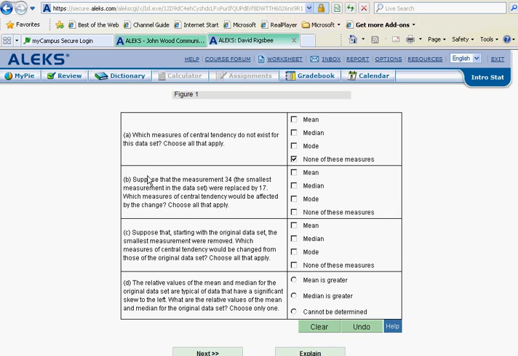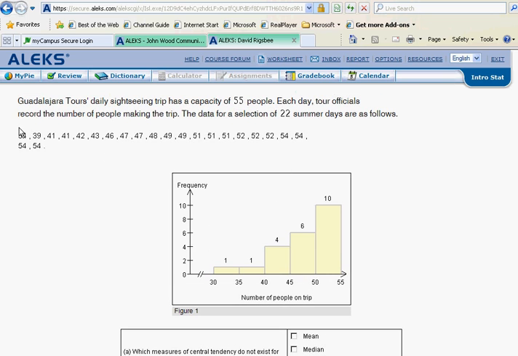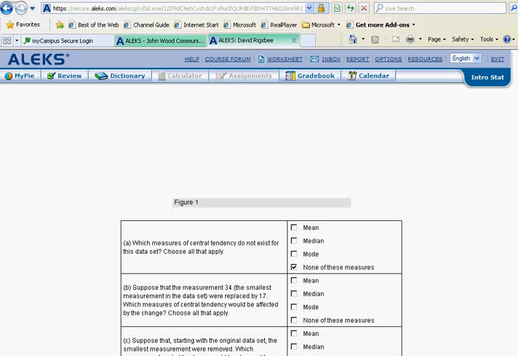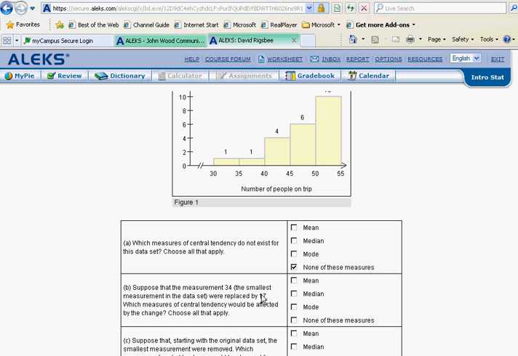Now on to the second part. Now suppose that the measurement 34, the smallest number on the list. Okay, so we go up here and look at that. We say, okay, yeah, 34 is the smallest number on the list. Now what if that number were replaced by a 17? What would happen? What would change? Well, what would happen is the mean would change, because when you calculate a mean, remember you add up all your numbers, divide by the number of numbers. So since we're making a replacement here, the number of numbers is still the same, but it's not going to add up to be the same thing. The sum will be different because we've changed one of the numbers. So that's going to change the mean.